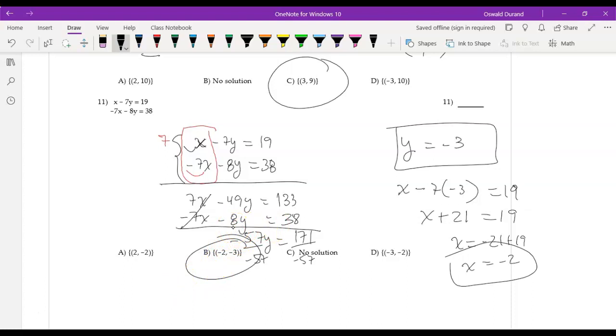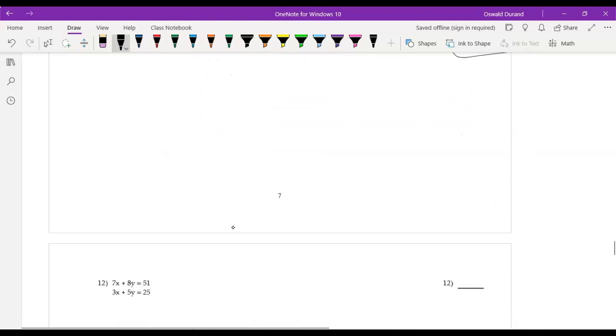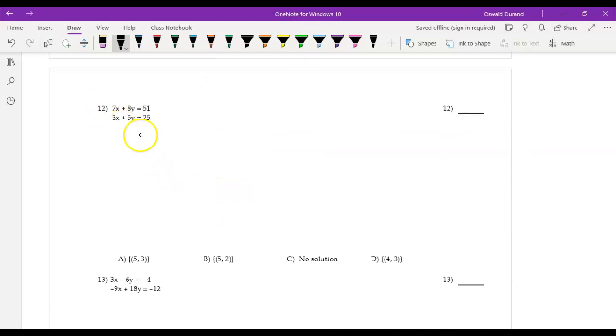So that was the elimination method, right? Now let's look at another one. This one is a good example, right? So let me rewrite it right here. 7x plus 8y equal to 51, and then 3x plus 5y equals 25. Okay, so here if we add vertically, nothing is going to cancel out. 8y and 5y, if you add vertically, it doesn't cancel out.